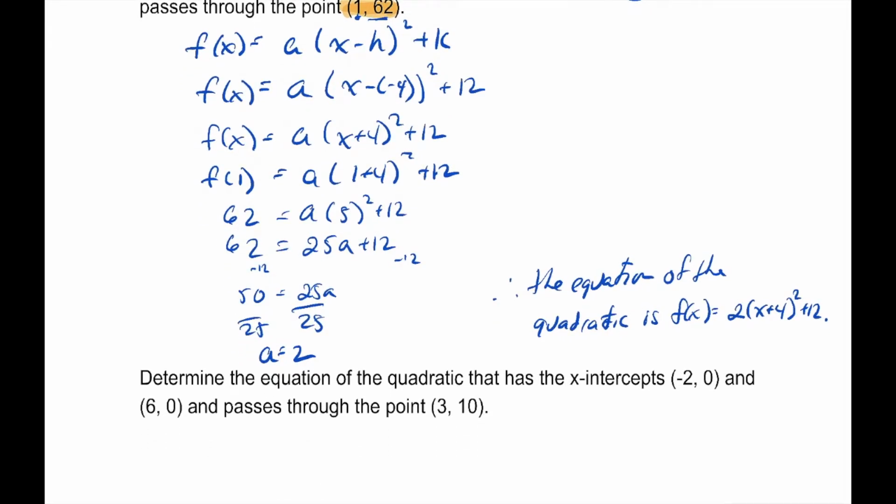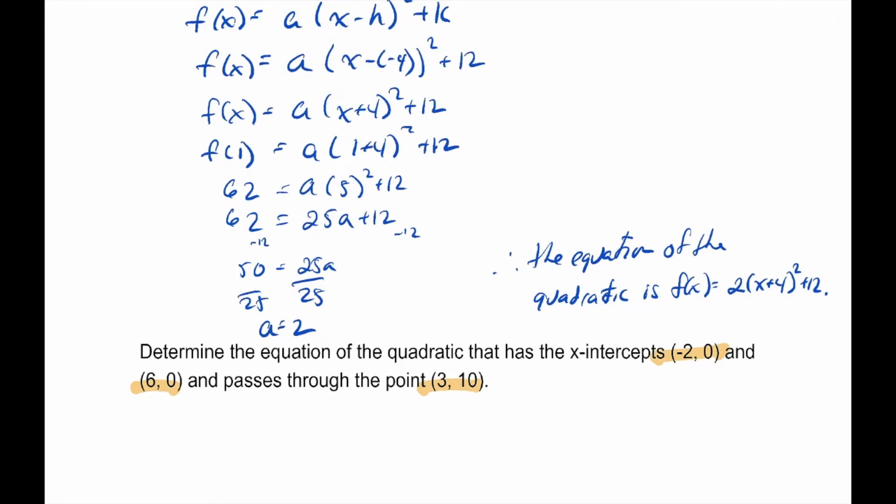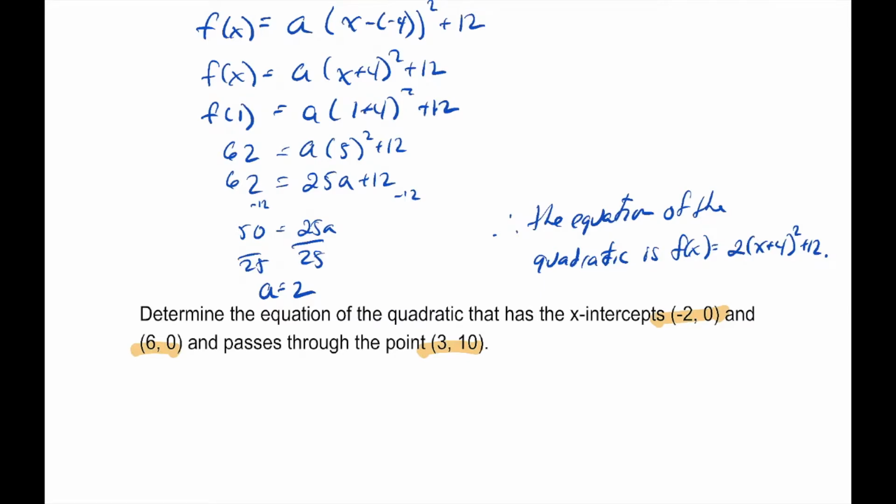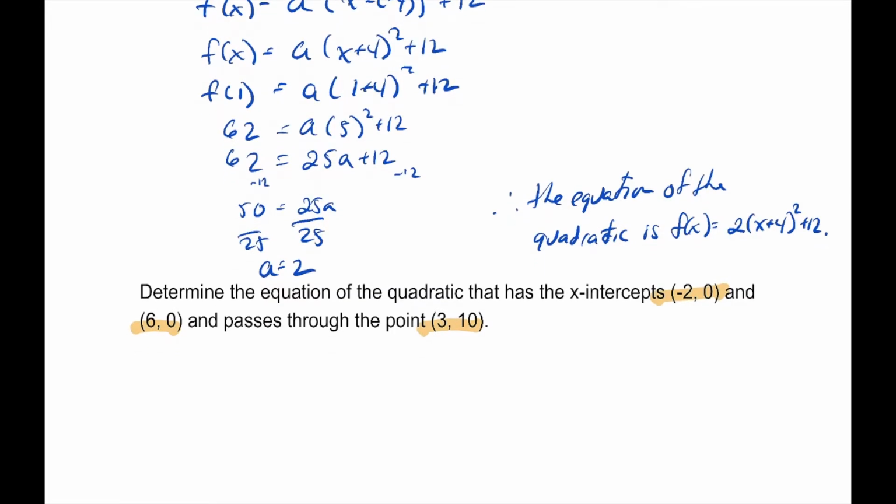Similarly, if we were given a quadratic and we're told what the x-intercepts are. In this case, the x-intercepts are negative 2 and 6, and again, it passes through the point (3, 10). In this case, we won't start off with the vertex form because we're not given a vertex, but we'll start off with a quadratic in x-intercept or factored form. So we're going to say f(x) is equal to a. Again, that general form is (x minus r) and (x minus s), where r and s are the roots of the quadratic. Here, one of the roots is negative 2, and the other root is 6.